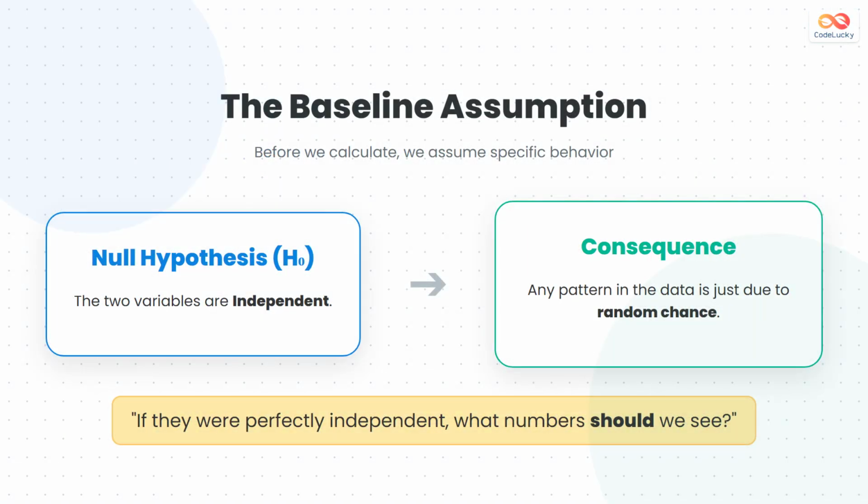Before we calculate anything, we start with a baseline assumption called the Null Hypothesis. We assume that the two variables are perfectly independent. We then ask ourselves, if they truly were independent, what numbers should we have seen in those boxes? These hypothetical numbers are our expected frequencies.